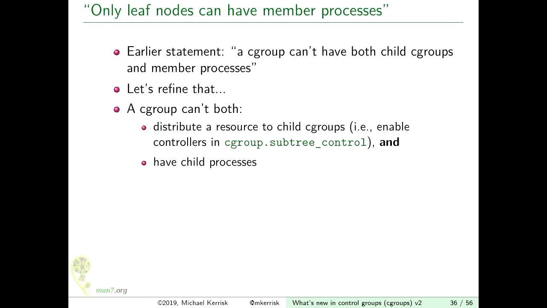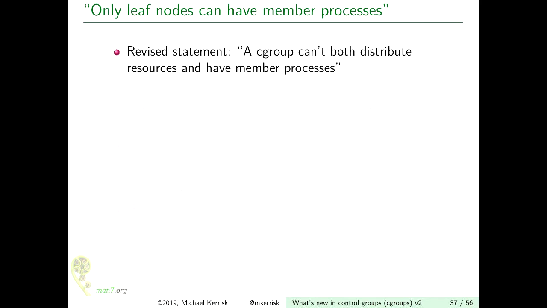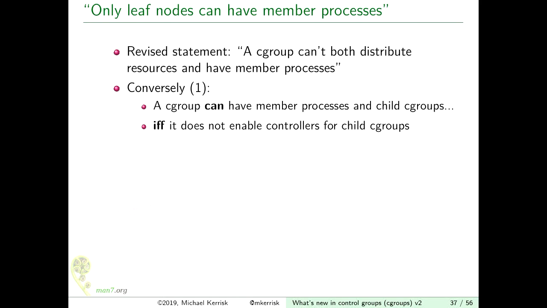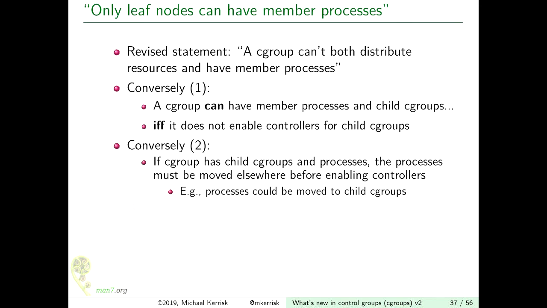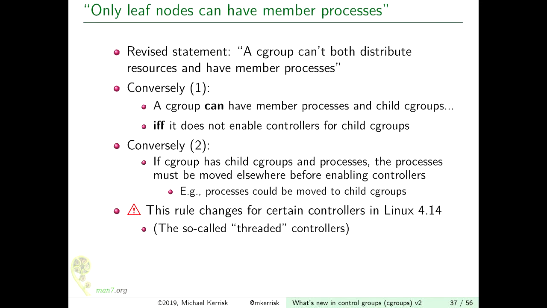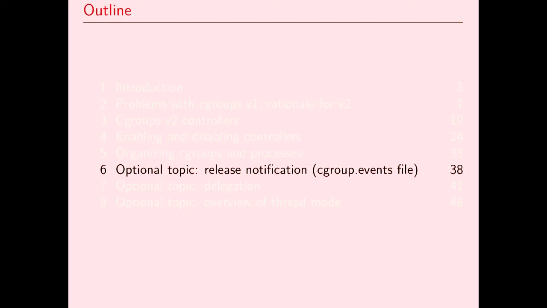You can't do that and have member processes in the cgroup. Or to put things in a couple of other ways, a cgroup can have member processes and child cgroups if you don't enable controllers. Or to put things another way again, if you have a cgroup that has child cgroups and member processes, then before you enable the controllers, you need to move the processes somewhere else, perhaps into child cgroups, for example. This rule changes for certain controllers in kernel 4.14.